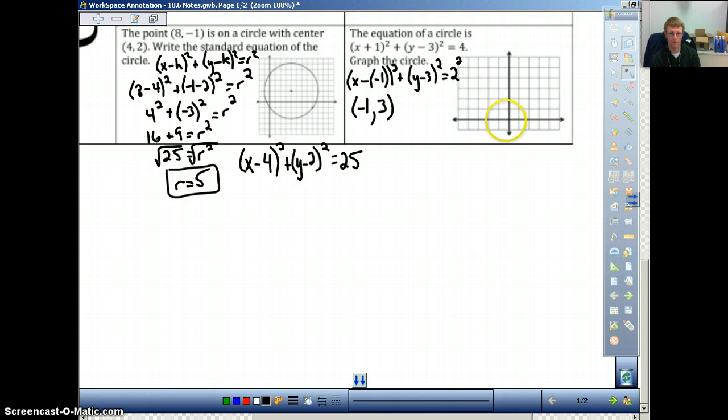So what we're going to do is we're first going to plot the center, which is -1, 3. So there's the center. And all you do to plot your circle now is go your radius in every direction. So 2 up, 2 to the right, 2 down, and then 2 to the left, and you see that we have a perfect circle. Not really drawn perfectly, but with a center of -1, 3.